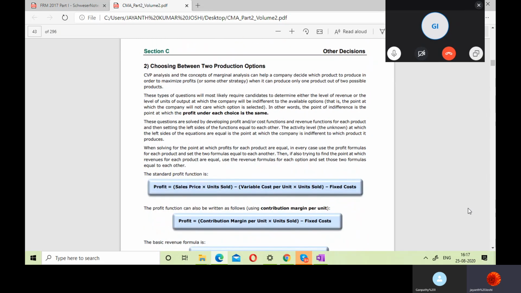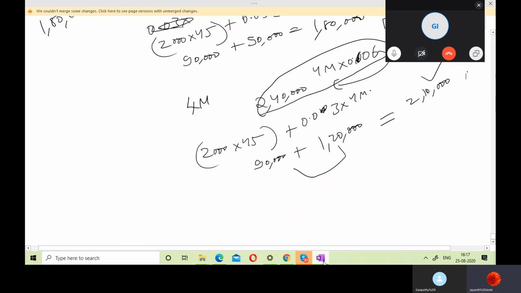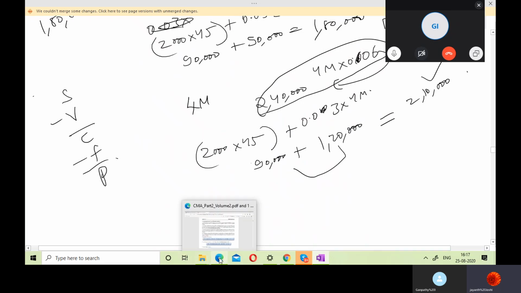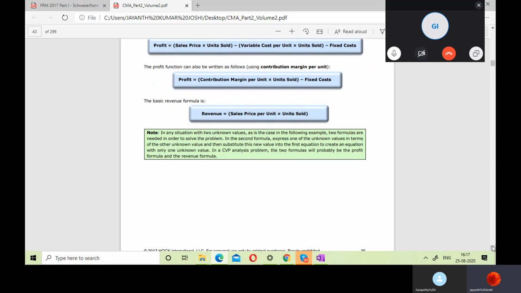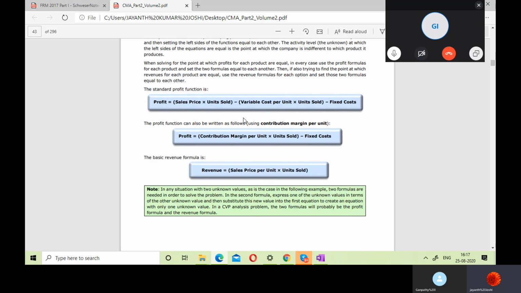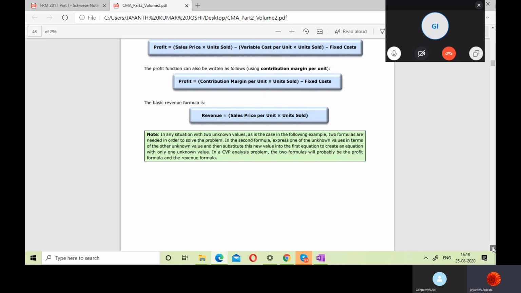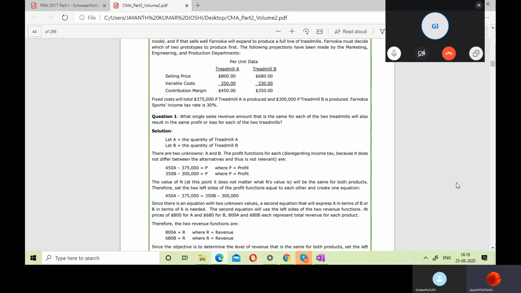Now we'll see choosing between two production options. You already know that profit is nothing but sales minus variable cost minus fixed cost. That means sales minus variable cost is contribution, minus fixed cost is profit. The production option in which you'll be having a higher profit would be the one you'll be selecting. Let's see here. And all these formulas are very simple. You know already how to find out this one. There's nothing to explain in this. It's common sense. Just read this question. We will solve this.